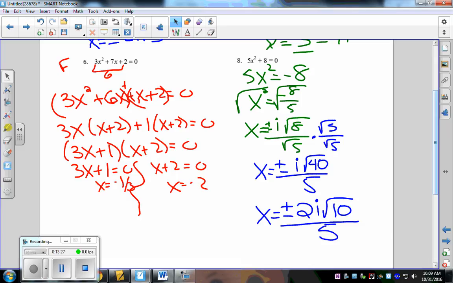And then in number 8, move the 8 over, divide by 5. Oh no, ugly fraction. Just leave it, and then you know how to rationalize a denominator. You know how to take care of a negative under a radical. If not, you definitely need to be coming to work with me because those are things that we should be able to do. Okay. All right, we are done.